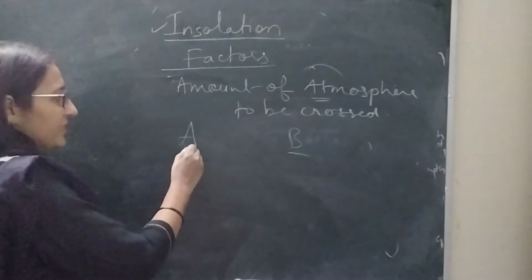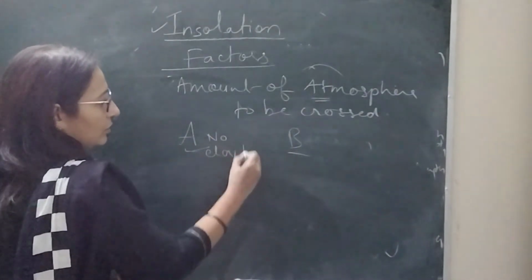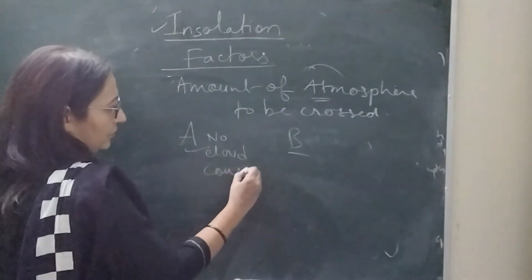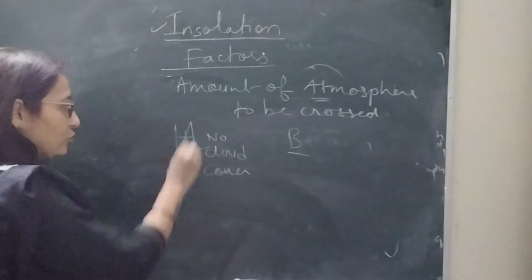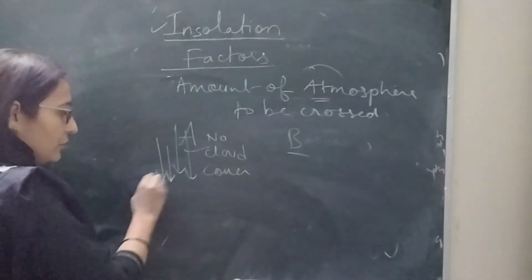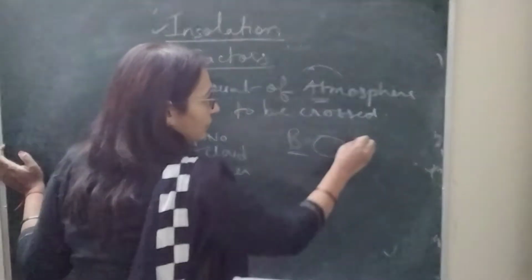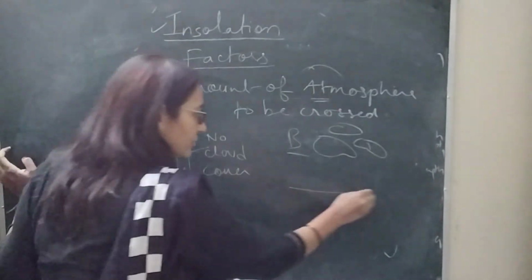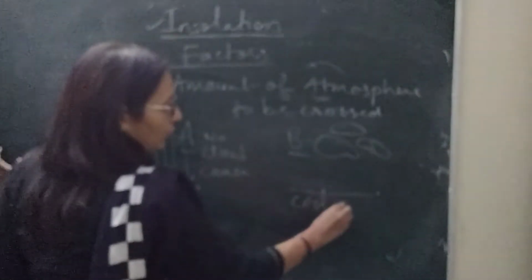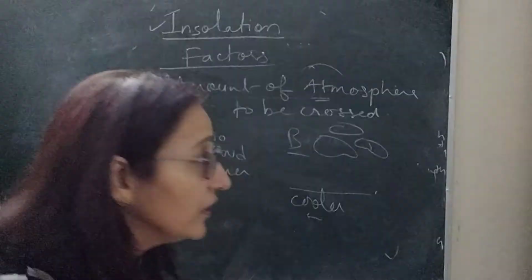Now, place A, there is no cloud cover. If there is no cloud cover, it means more insolation reaches, so this place is warmer. Place B, if there is cloud cover, it means less insolation reaches the earth's surface, so this area is cooler compared to place A. So these are the factors affecting insolation.